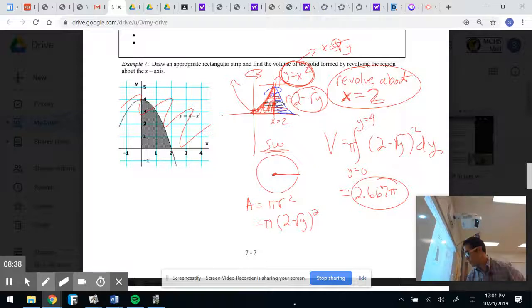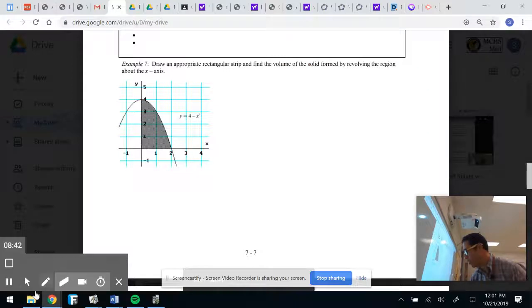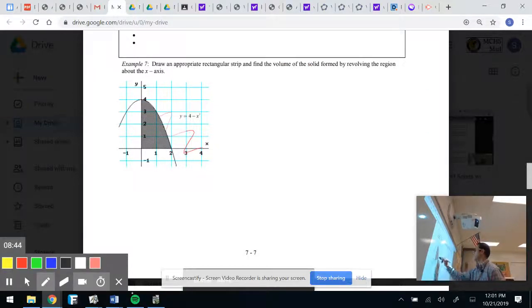Okay, now here we go. Let's switch it up a little bit more. I want you guys to get great at this, and we only have a couple more examples to go. And then remember to try these other ones on your own.